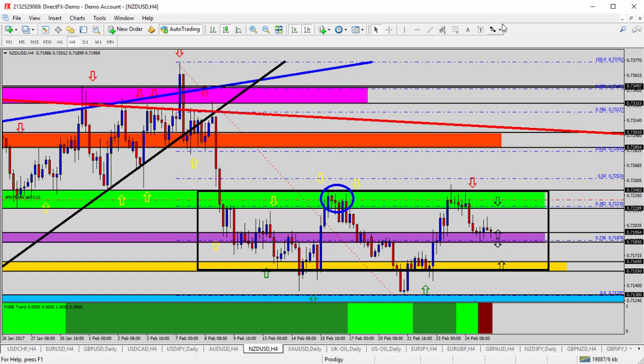And of course, over time, if we get a move against the US dollar and we see it push through 72.40, that could give us a clue that we're looking for some further retracement for the New Zealand dollar over the coming days.